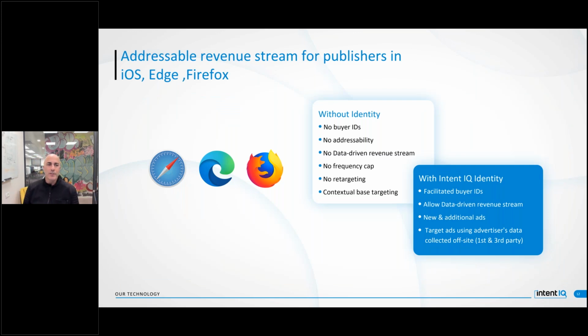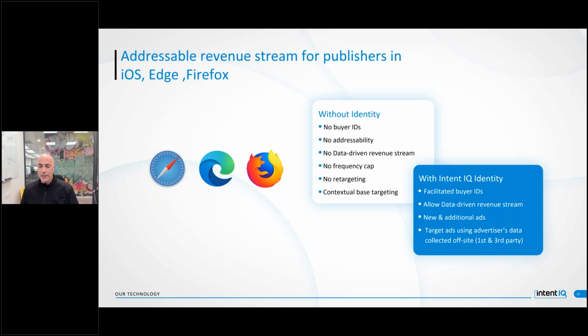So addressability revenue stream for publisher in iOS, Edge, and Firefox. Obviously, now that we know that relying on buyer ID to reflect DMP audience is the #1 cause for creating an impact. So without the identity, you have no buyer ID, no addressability, no data revenue, driven revenue. You cannot do frequency capping, you cannot do retargeting, and you're relying on contextual-based targeting going back to the 90s.